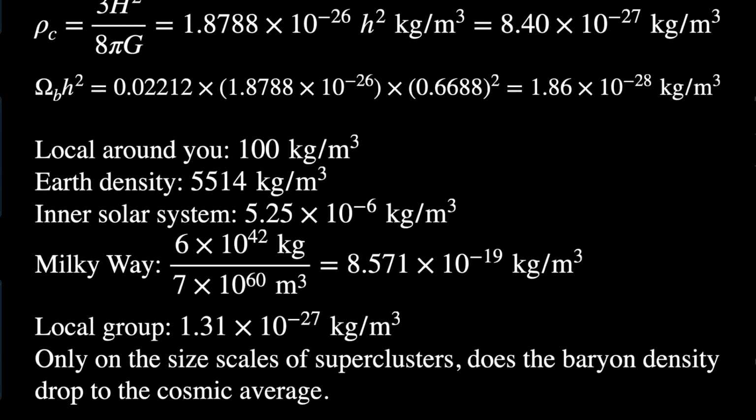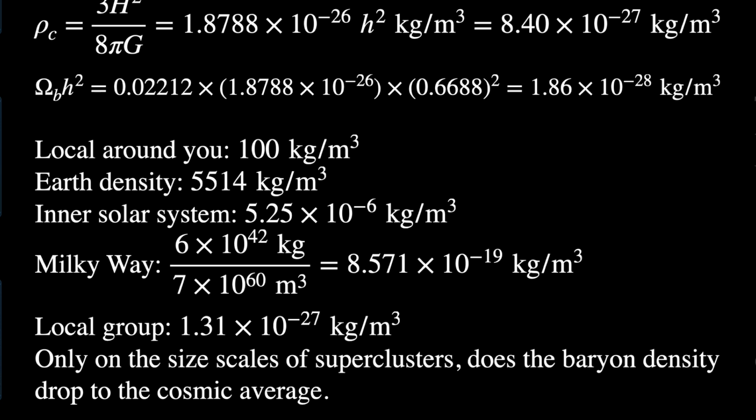Locally around you, we're going to try to determine how good our homogeneity is by asking, are we typical of the density of the average universe? Locally, right around you is about 100 kilograms inside a cubic meter centered on you. So no, it's pretty big compared to the average cosmic density. If we then look at the average density of the Earth as a whole, that's about 5514 kilograms per cubic meter. That's still way, way, way too large, much bigger than about 2 times 10 to the minus 28.